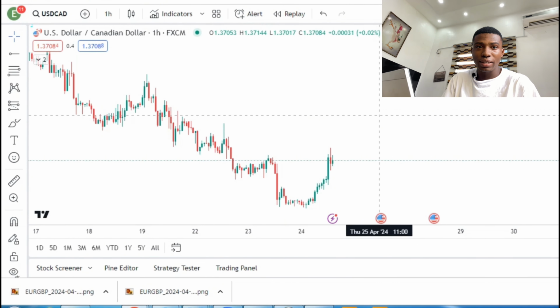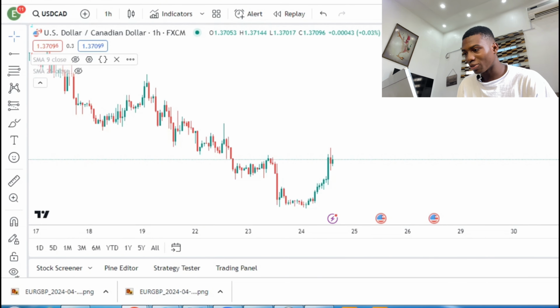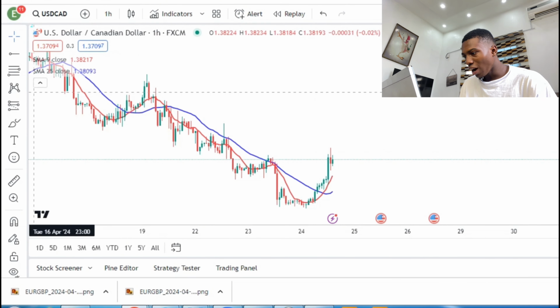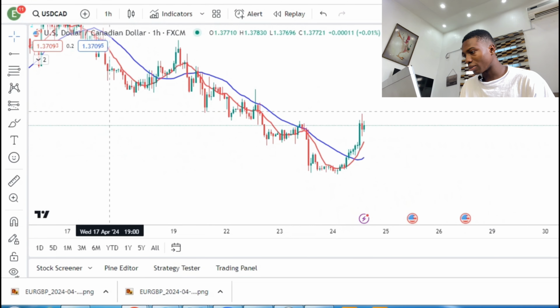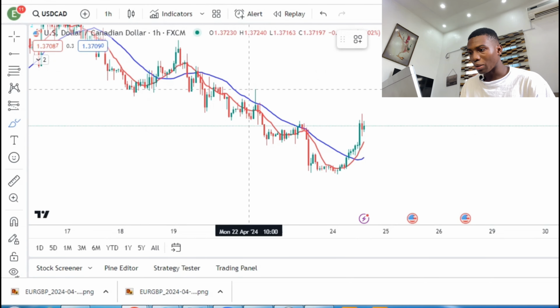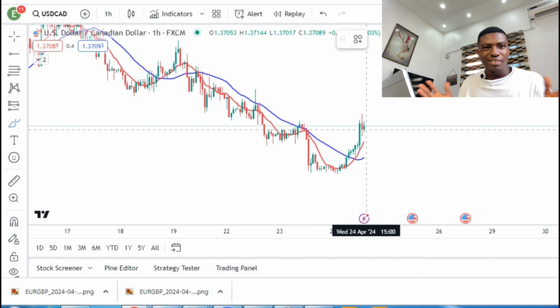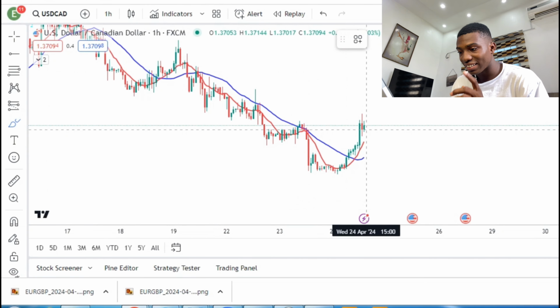By the way, I currently shifted the time that I'm recording this. A few hours ago we were talking about how this was going to be a change in trend, and so far, as you can see from here, price has already gone above the moving averages, and USD CAD is in an uptrend.